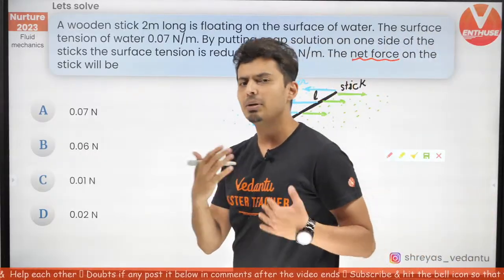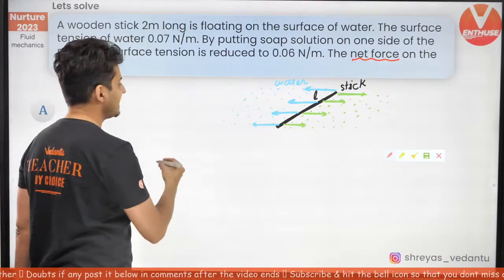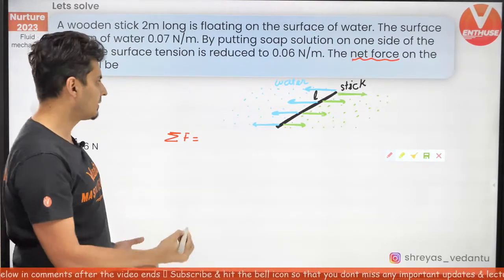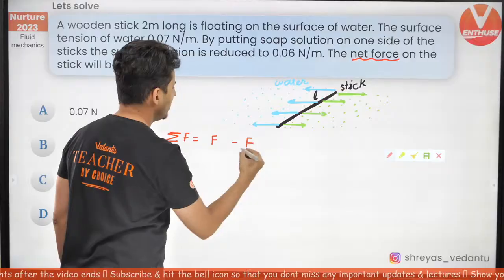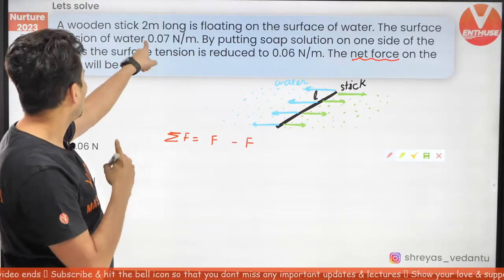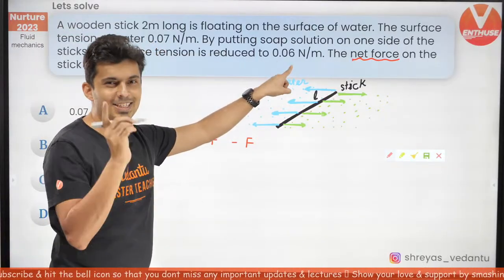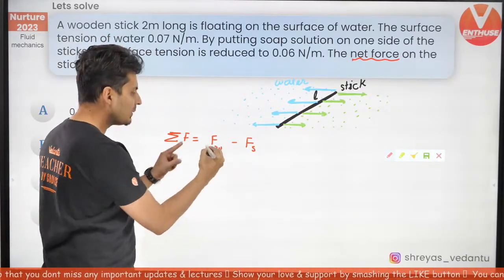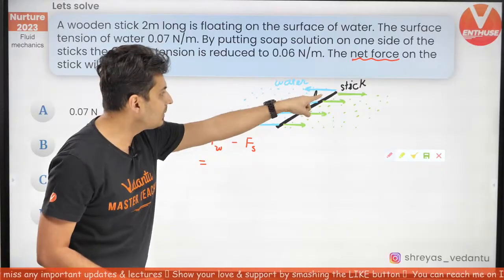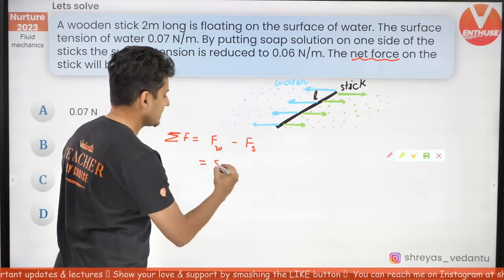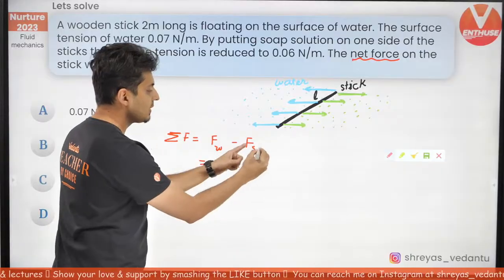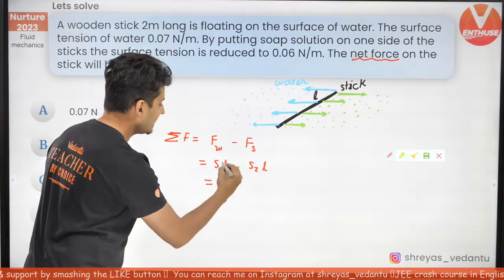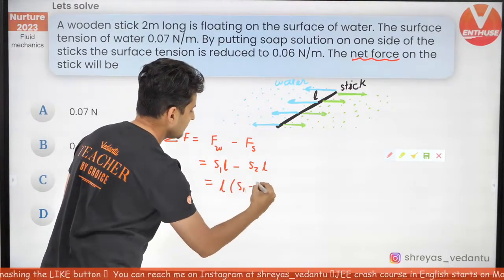So the net force will be the bigger force minus the smaller force. As simple as that. So force 1 minus force 2. Who will be bigger? Water surface tension is more, soap surface tension is less. So it will be the force by water minus the force by the soap. What will be the force by the water surface? It will be S into L. So S, but S is different, into L minus force of the soap will be S different into L. So basically L is common and you just have S1 minus S2.